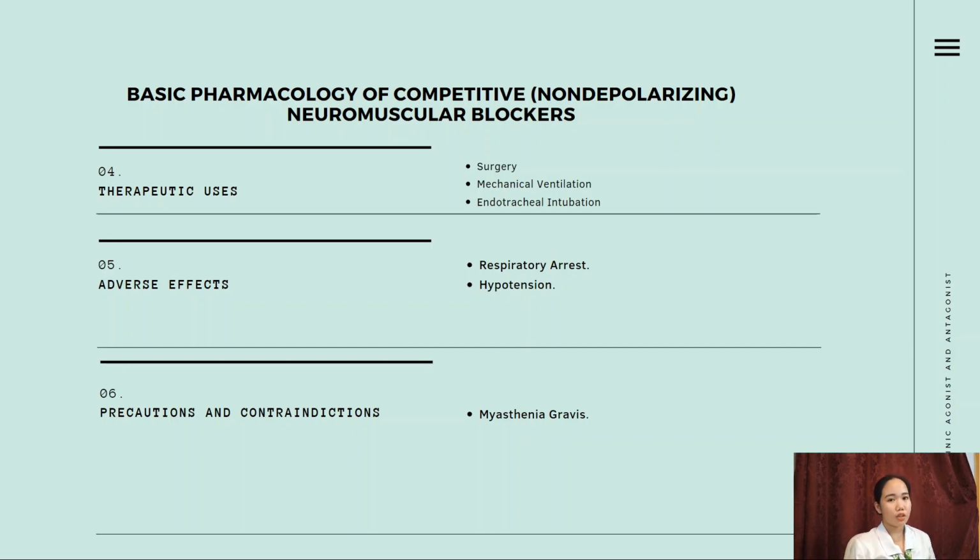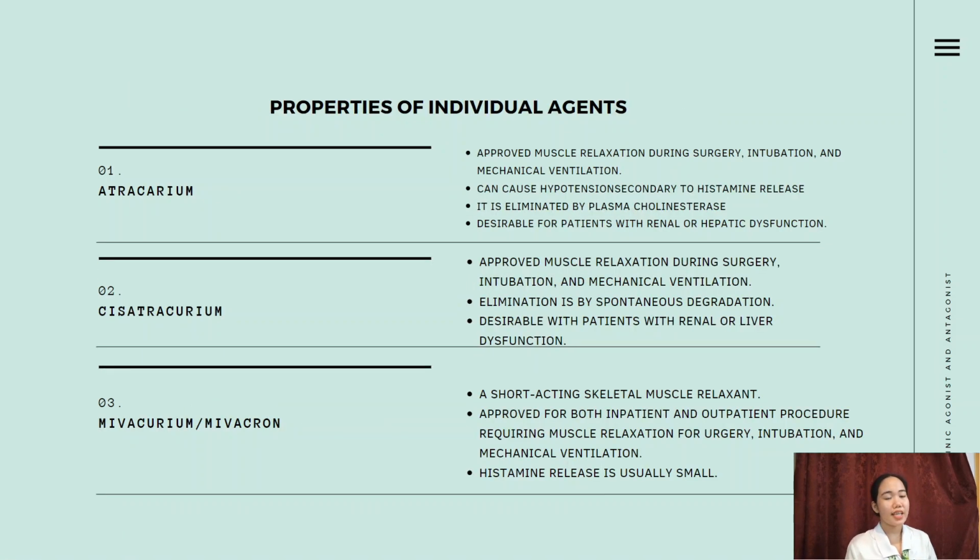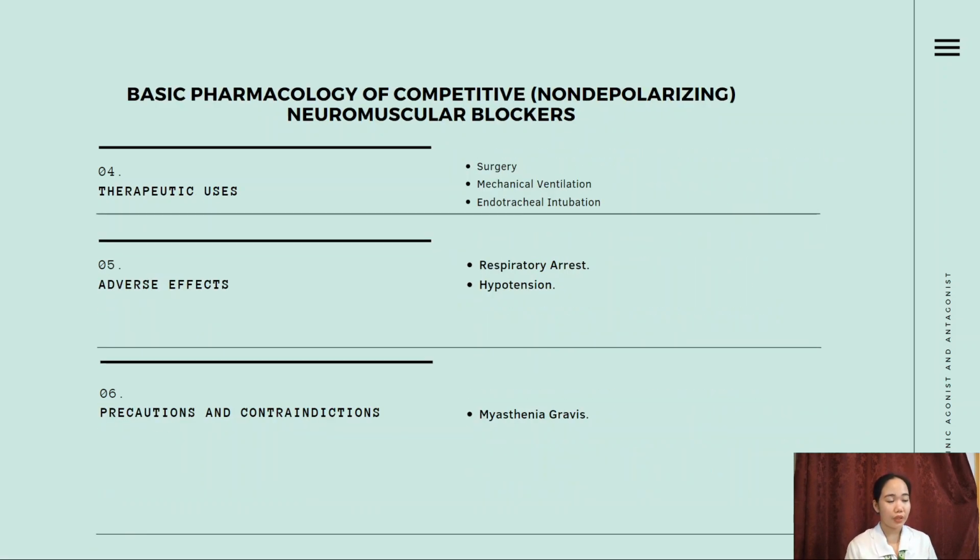Last, guys, are the precautions and contraindications. We have myasthenia gravis. Myasthenia gravis is a condition characterized by skeletal muscle weakness. So guys, next we have the properties of individual agents.